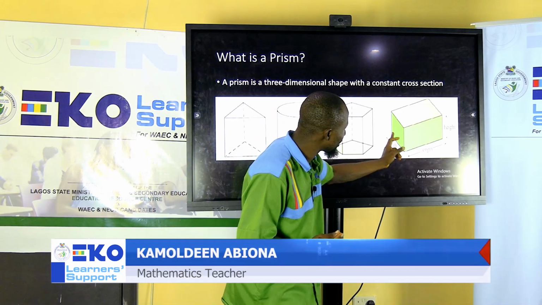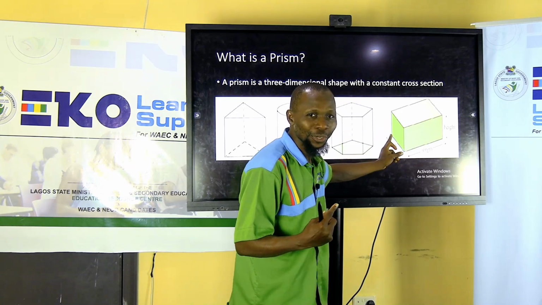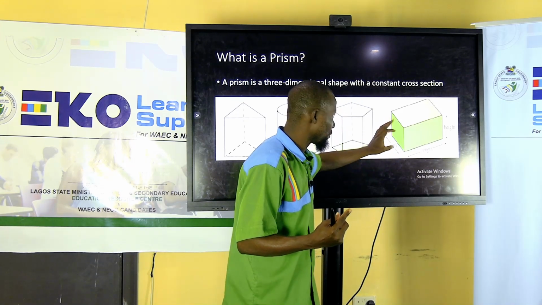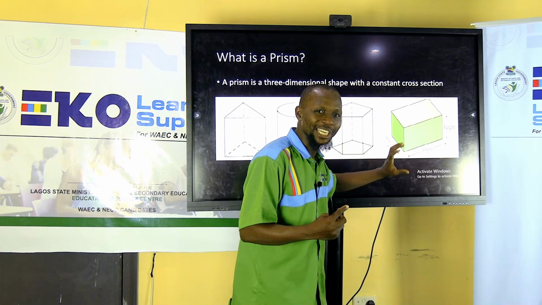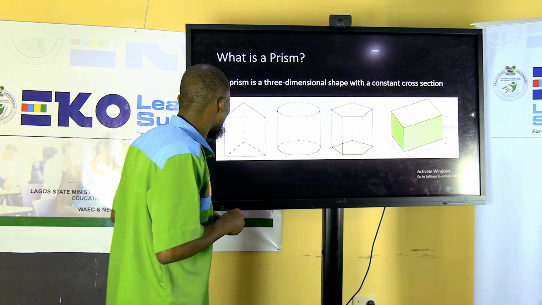So look at these two. You know this, right? You call this what? A cuboid. But at the same time, you can also call it what? A rectangular prism. So that is just what we mean by prism.